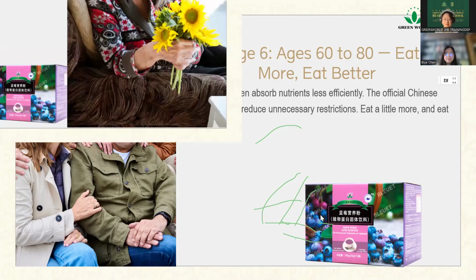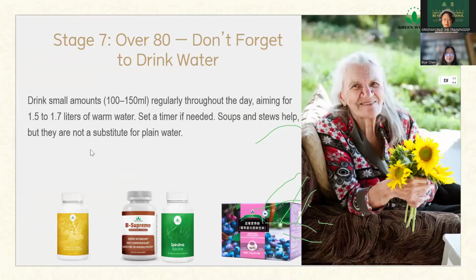All right, stage number 7, over 80. Well, congratulations if any individuals can live that long. Don't forget to drink water. In the very old, the thirst sensation fades. So even mild dehydration can affect balance and coordination, raising the risk of falls, constipation, and stroke. So don't wait until you're thirsty. Drink small amounts, 100 to 150 ml regularly throughout the day, aiming for 1.5 to 1.7 liters of water. Set a timer if needed. Soups and stews help, but they're not a substitute for plain water.